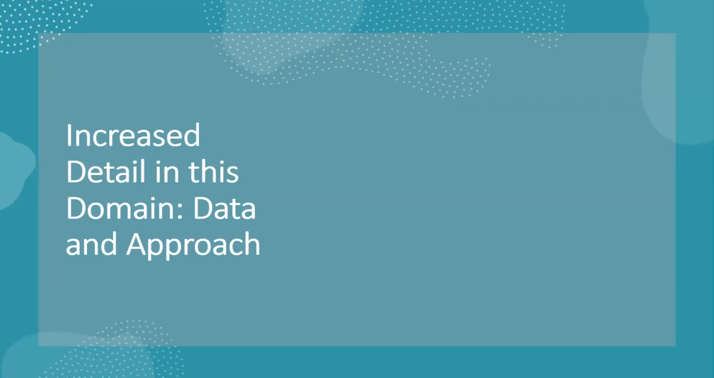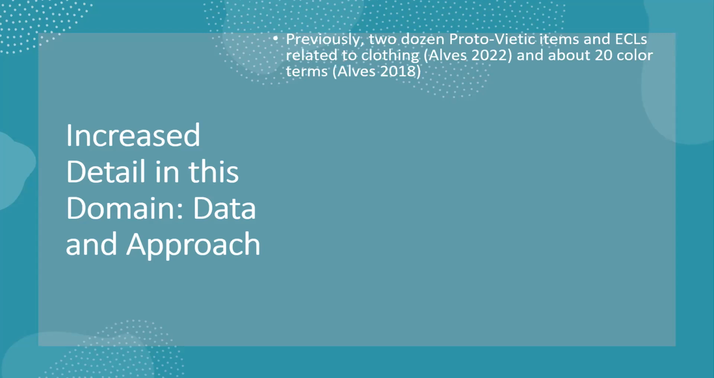Now, I have looked at these words in these categories, but I think my data was a bit smaller. I mean, not too small, 24 Proto-Vietic items and early Chinese loanwords, ECLs, related to clothing, and about 20 color terms. Okay, so that's not bad, but I've expanded.